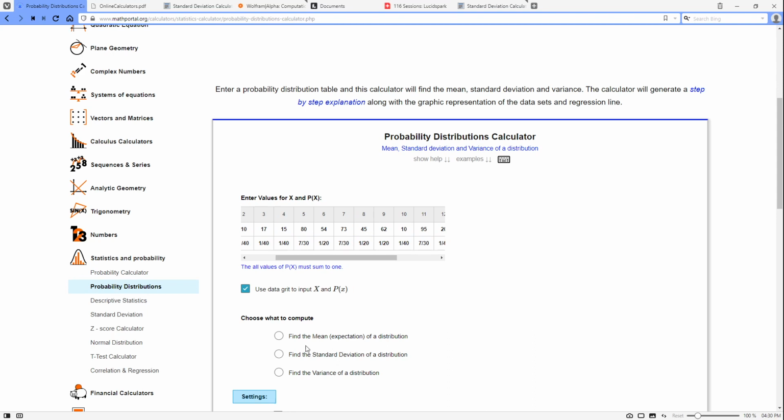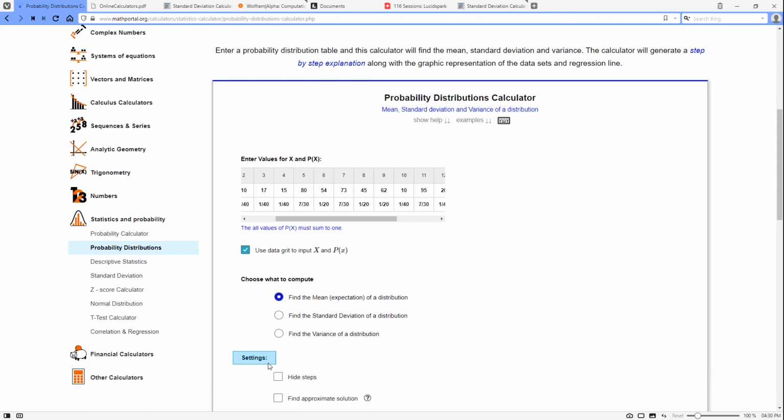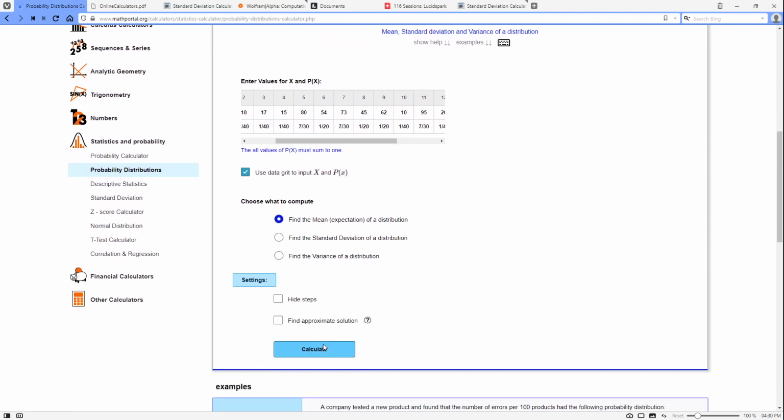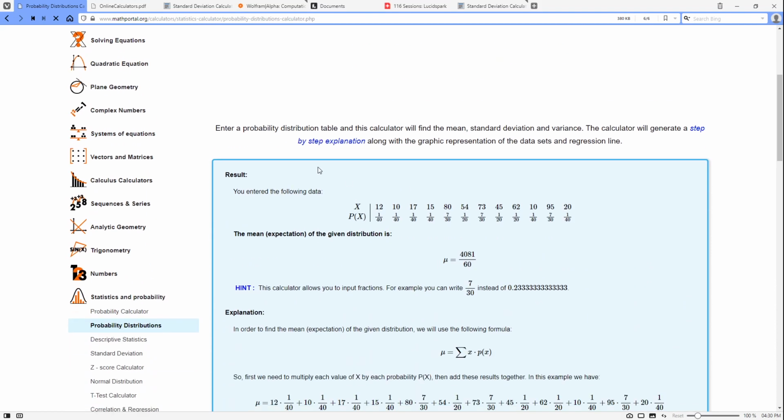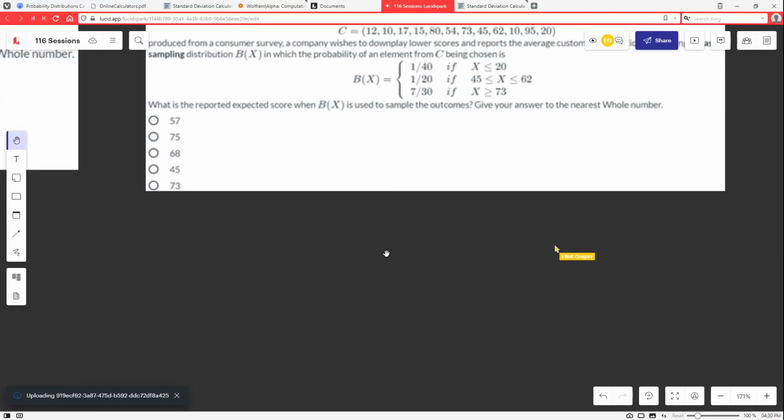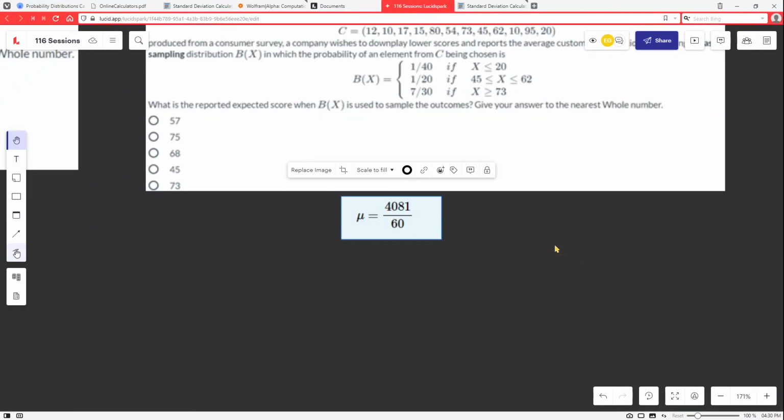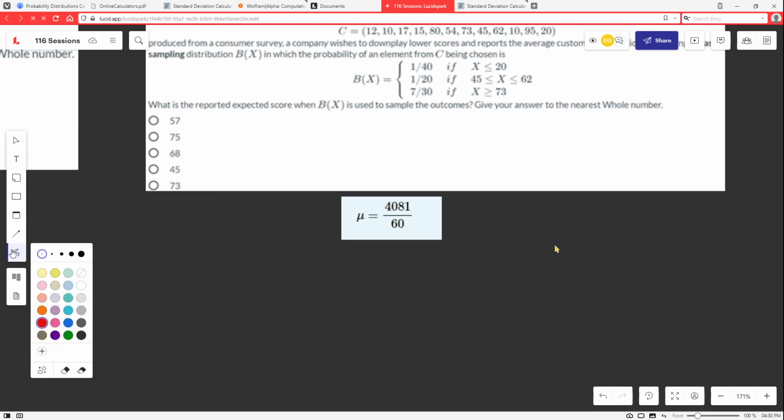There we go. Then we want to find the expectation, the mean, of these values. So calculate that. We get 4081 over 60. If you convert that over, it's 68.01, so the nearest whole number is 68.